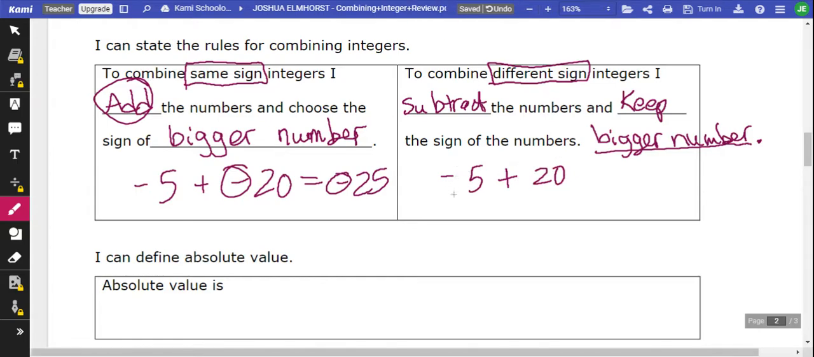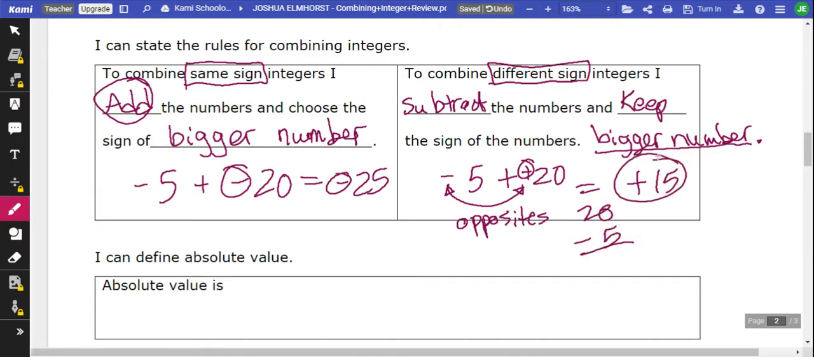okay, so now I'm going to take a look at this right here. So we have more positives. So our answer is positive, but because these are opposites, we're going to subtract. 20 minus 5 is going to give us 15.